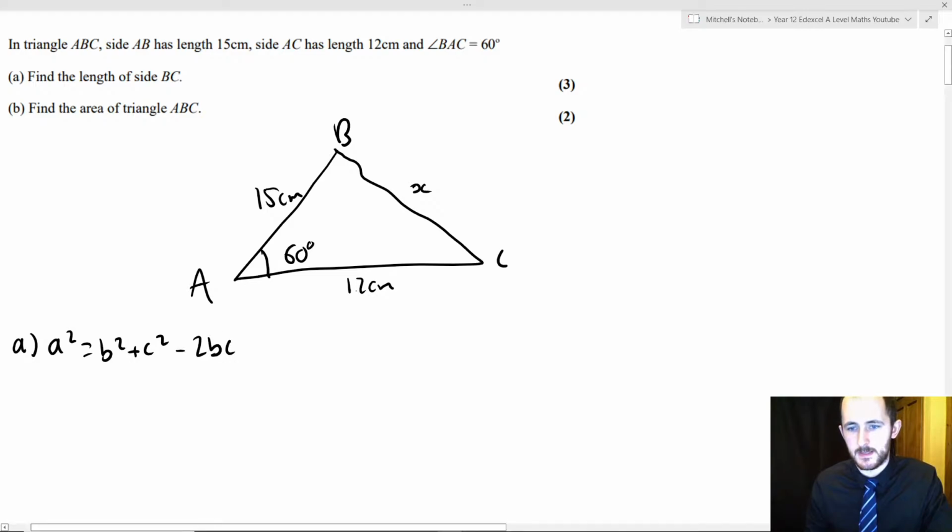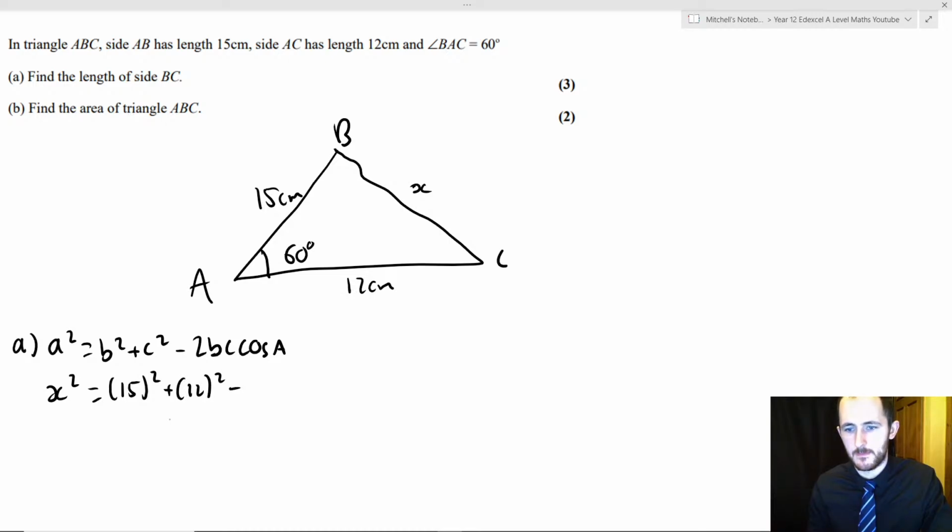Minus 2bc cos A. Now if the letters confuse you, just remember that the side a is always opposite the angle they give you, and sides b and c are the ones that make up the angle. So you have these three pieces and the opposite side. If we just sub in what we have here, that means x squared is equal to b squared. It doesn't really matter which way around you do it, so if we just say 15 squared plus 12 squared minus 2 times 15 times 12, then cos 60.